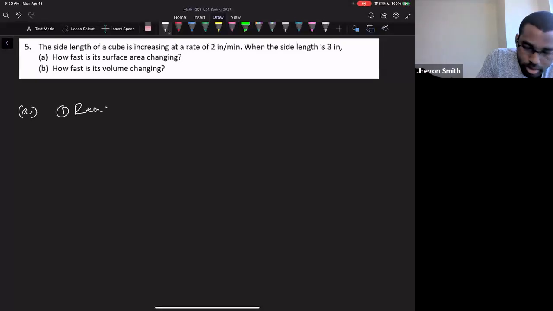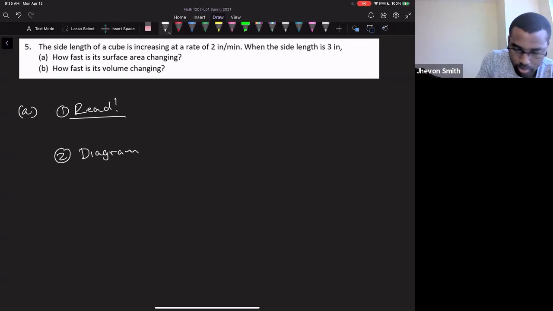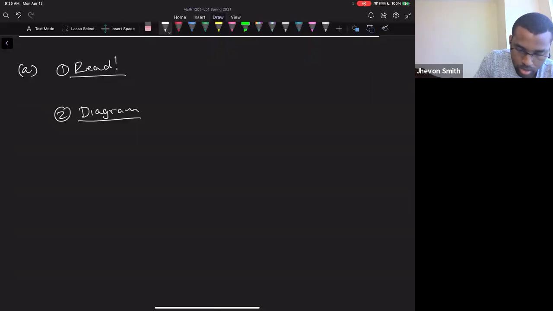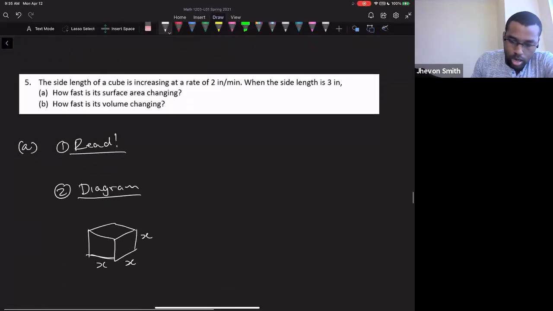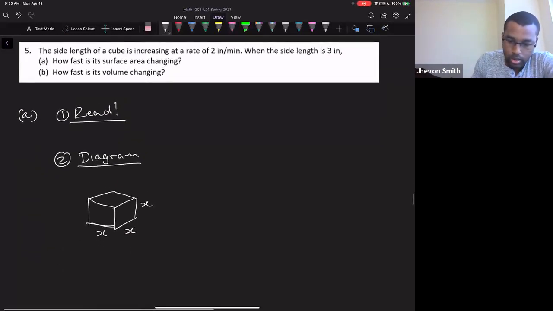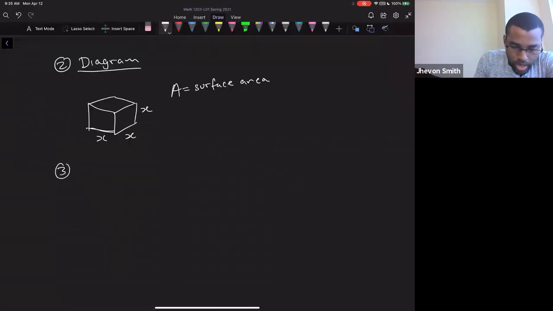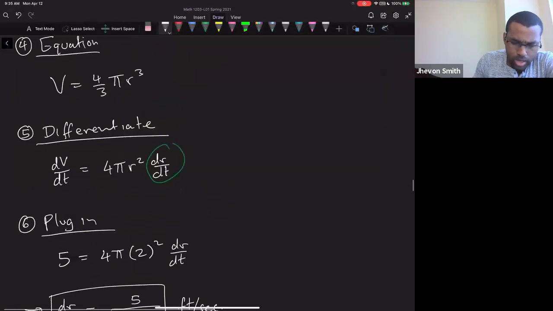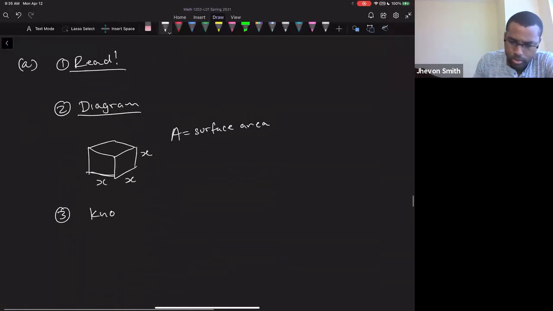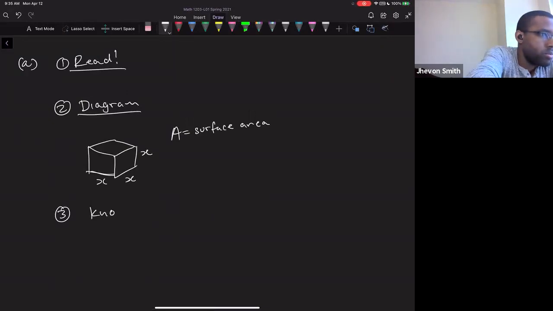Step 1, you're going to read. Step 2, you're going to put in a diagram. The diagram would be, well, it's a cube. Let the side length be x, x, x. And we can set A equals surface area. So we move on to 3. What do we know? Am I writing smaller than I did before? I am. Can you fix that here?